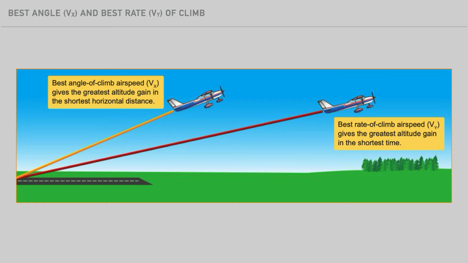Now, in the circumstance where there are tall objects just beyond the departure end of the runway, Vy may not provide us with enough altitude to clear the obstructions. In this case, Vx, or best angle of climb, would be preferred in order to gain the most altitude over the shortest distance.